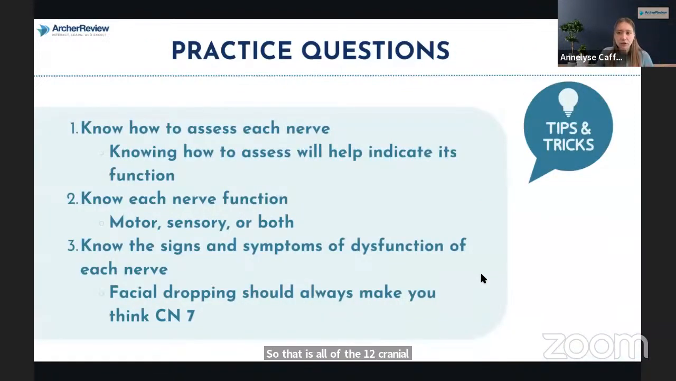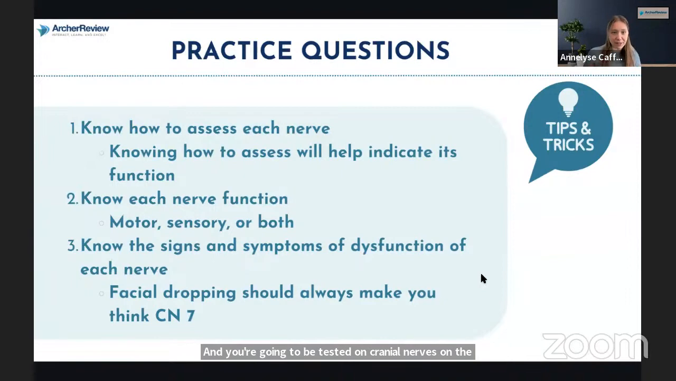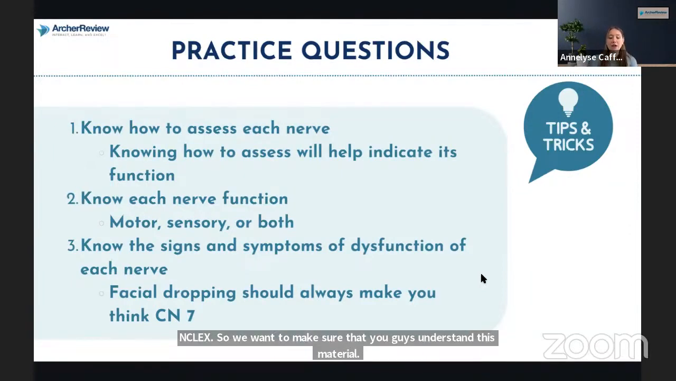I have a couple practice questions for us to go through now, because like I said, you're going to be tested on cranial nerves in your anatomy course. You're going to be tested on cranial nerves in your nursing courses, and you're going to be tested on cranial nerves on the NCLEX. So we want to make sure that you guys understand this material. Here are my 3 tips and tricks for you before we actually get into the questions.